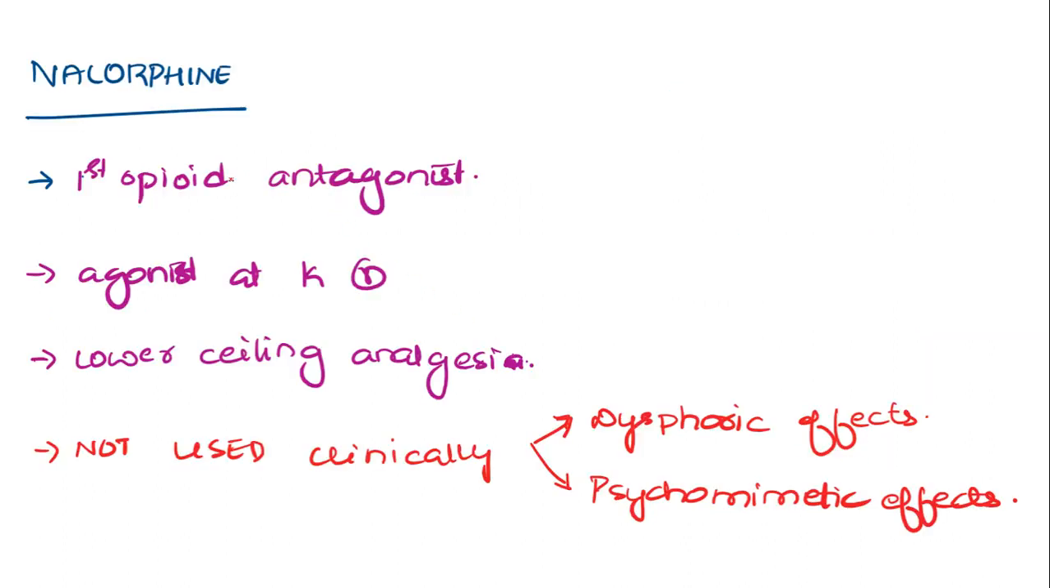So coming to the nalbuphine, it is the first opioid antagonist which was introduced. It has got kappa agonistic action, it has got low ceiling analgesic action, and currently they are not used clinically because of the adverse effects like dysphoric effects and psychomimetic effects like hallucination, anxiety, fear, etc.